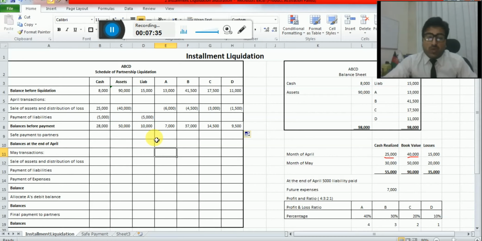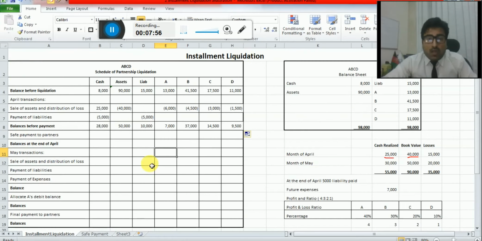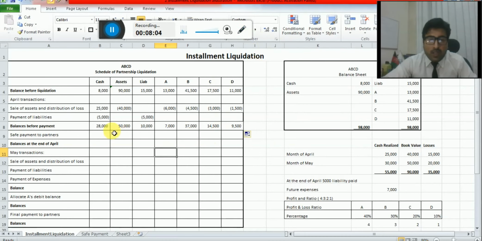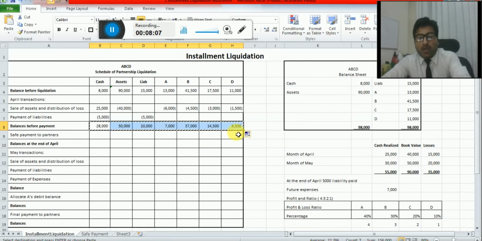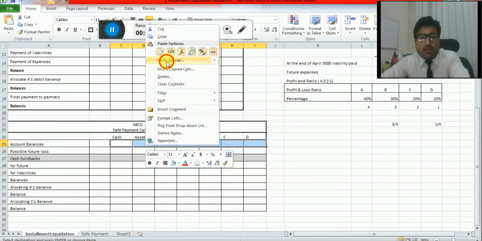So what can help us to make a safe payment to the partners, right? So dear students, we have here one schedule by the name of safe payment calculation, and this can help us figure out and determine to whom we can make a payment. Okay, so look dear students, simply just copy all these values here into here, right? Paste it, but paste special.